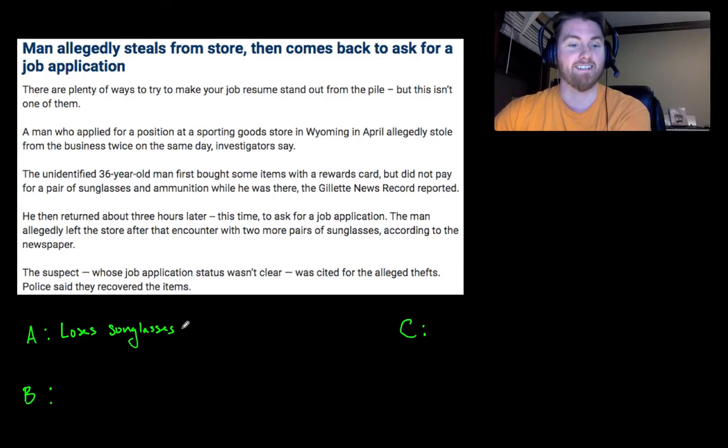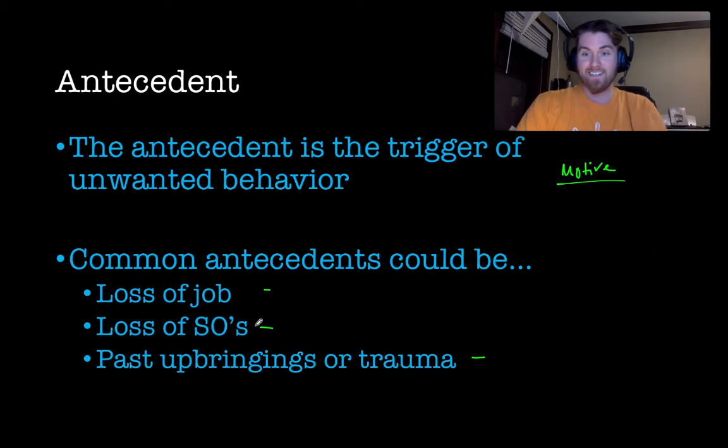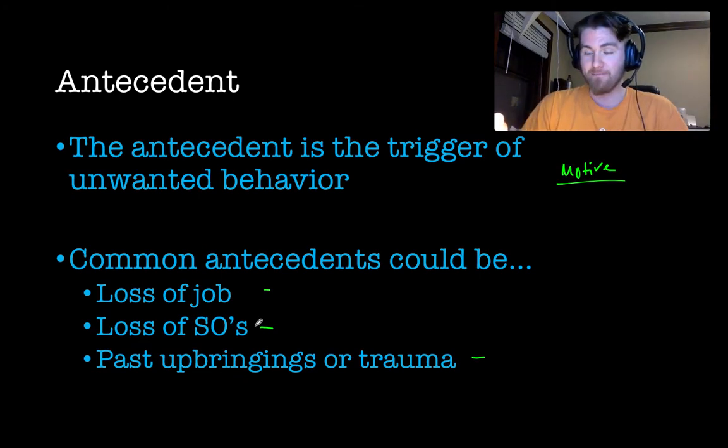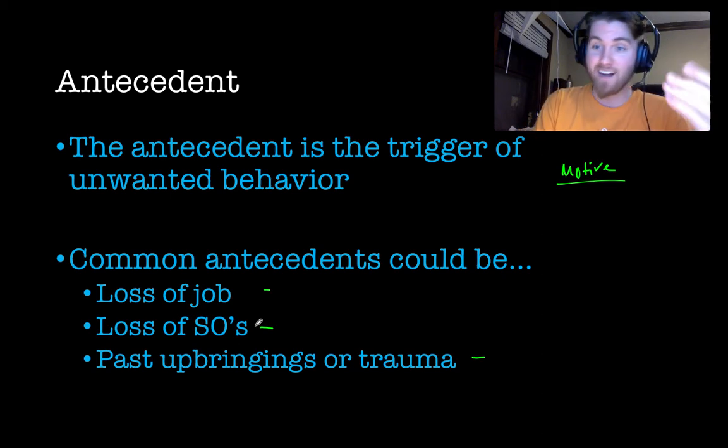This is my antecedent. It, again, is just one of those topics that allows for him to understand exactly what is causing this trigger of this action. Now, we could say loses sunglasses or loses ammo. More than likely, the ammo is probably more expensive than sunglasses, so maybe he loses ammo too easily. But that's the antecedent that I'm going to go with for this specific crime.